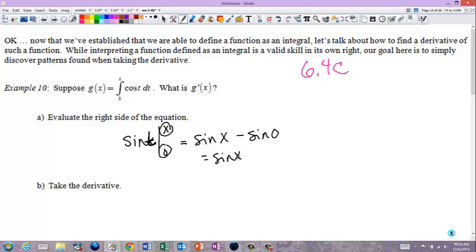Now it's asked me to take the derivative of it. Well, what's the derivative of sine of x? If g of x is sine of x, then g prime of x is cosine of x. Notice that it's the same, except for you fill in an x.